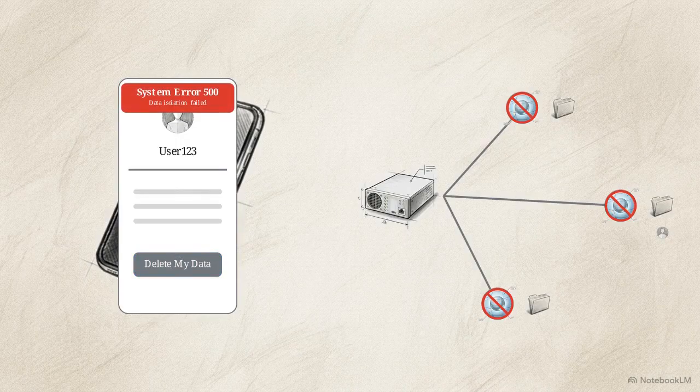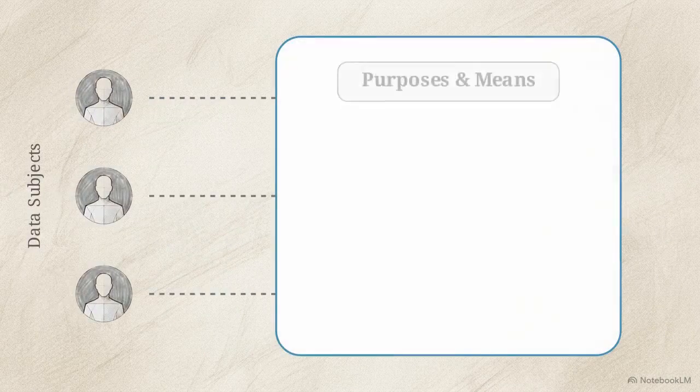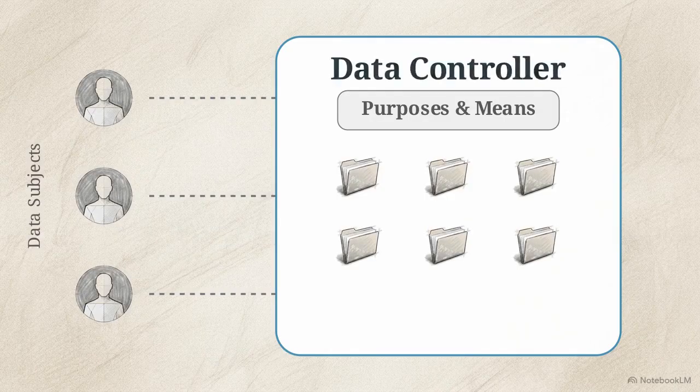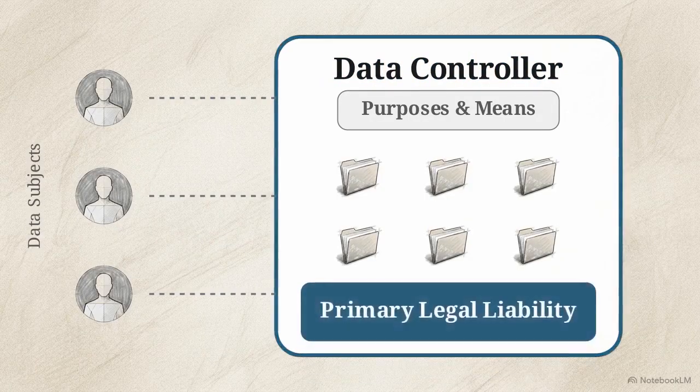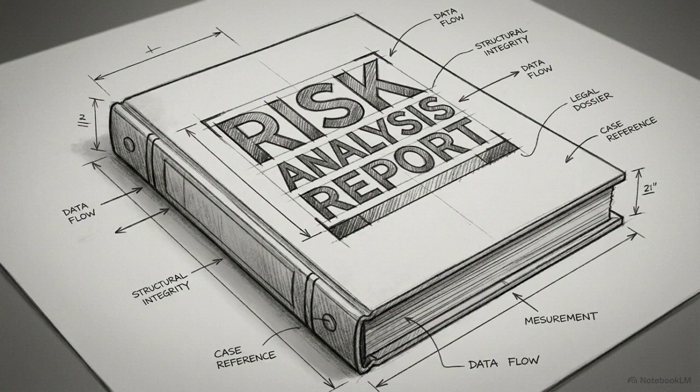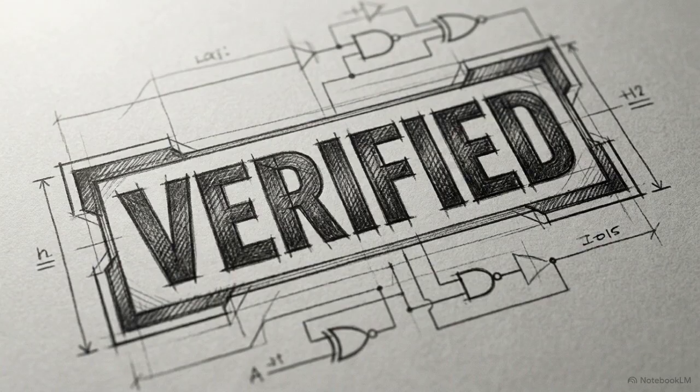Under privacy law, the entity determining the purposes and means of processing personal data is classified as the data controller. The controller bears the primary legal liability for implementing technical safeguards. Regulators also require a formal data protection impact assessment whenever large-scale processing of sensitive data introduces a high risk to consumers. This demands clear proof of architectural security.